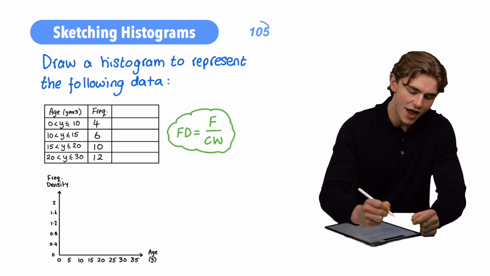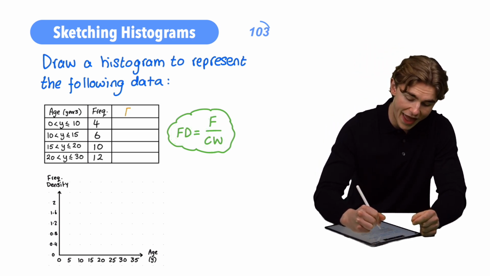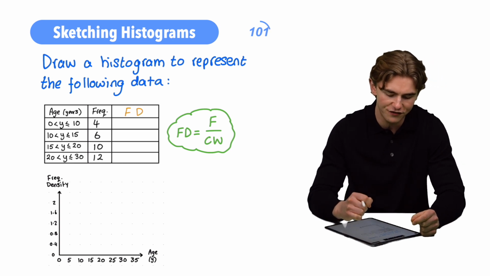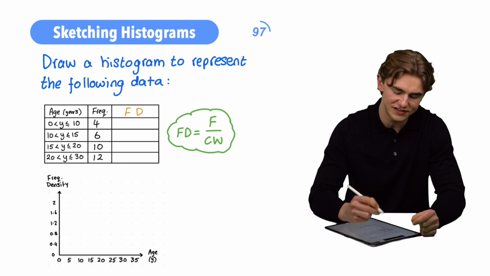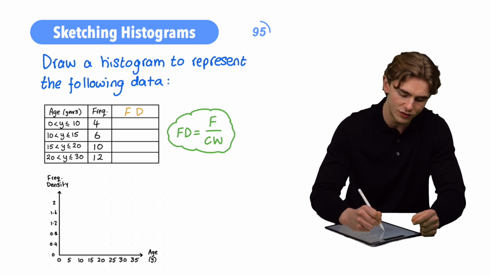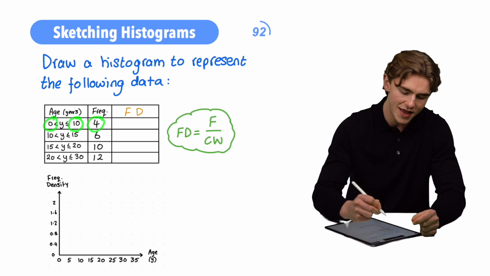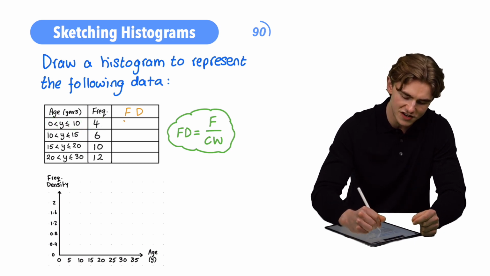What are we going to do? Firstly, we're going to write in our column heading, frequency density. I'm going to write FD for that, and then we're going to do each of our frequencies divided by our class widths. Now, for our first group, what's it going to be? Our frequency is 4. Our class width, that's going to be 10 minus 0, which is going to be 10. So we're going to have 4 divided by 10, which is going to be 0.4.